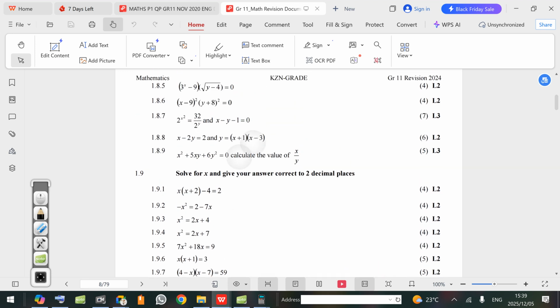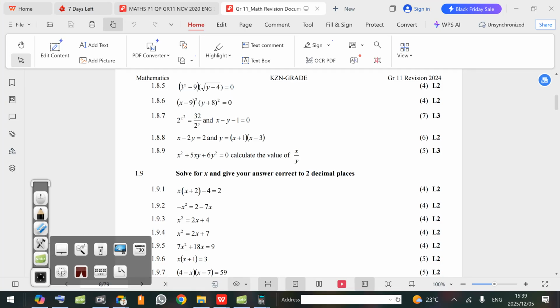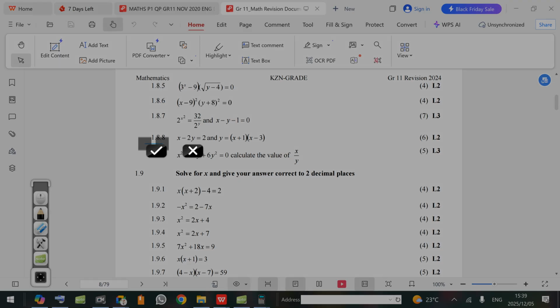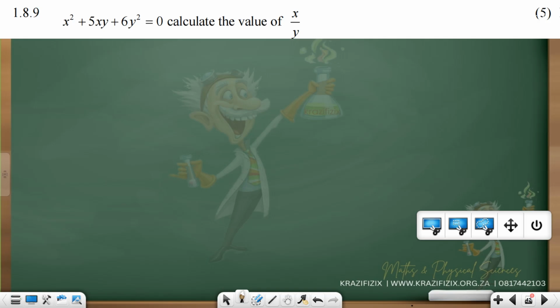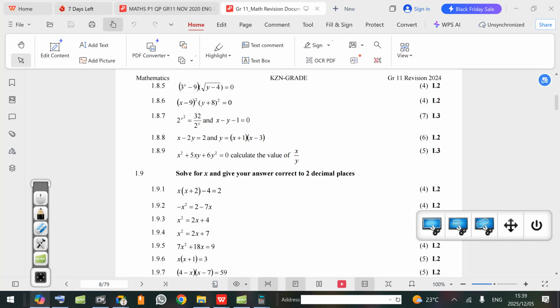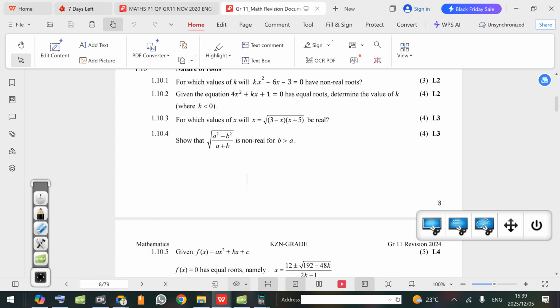Do you see the one similar to the one we did earlier? 1.8.9. Calculate the value of x over y. We're going to pick that. 5 marks. Don't do it now, just leave it here. I'm looking for the exponent ones.